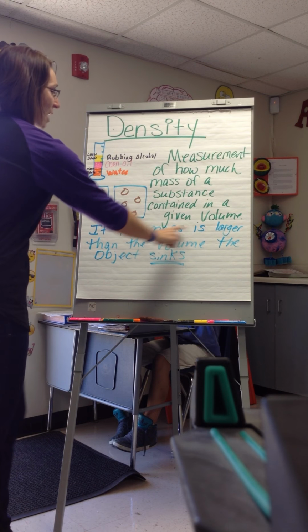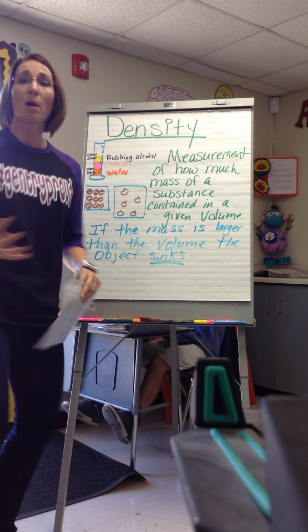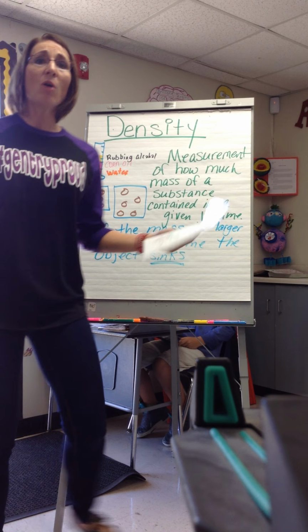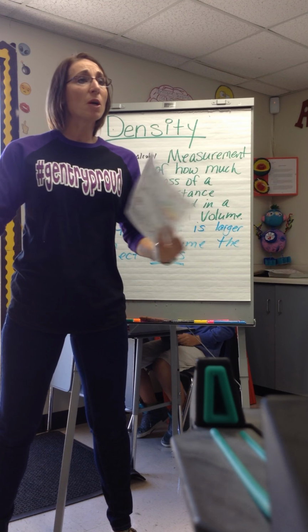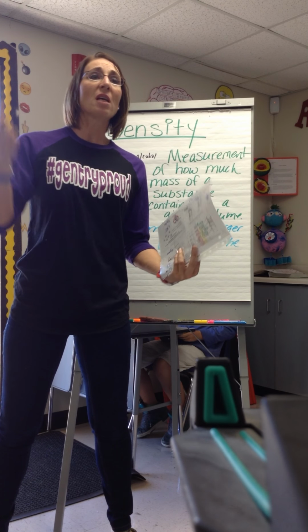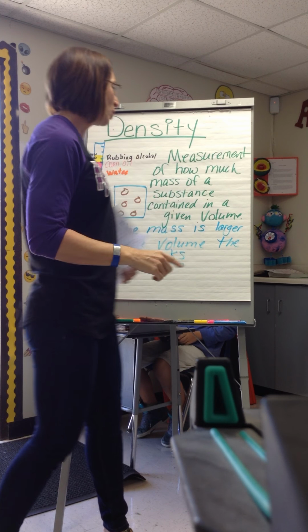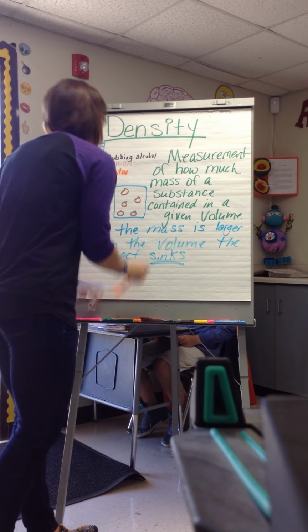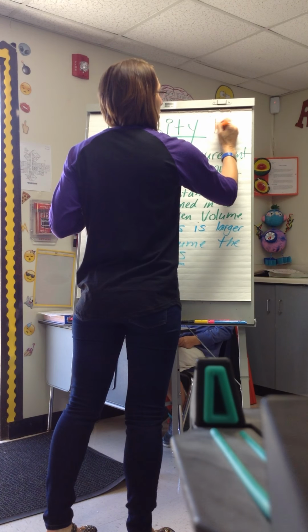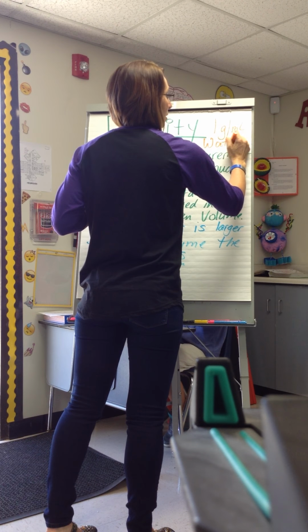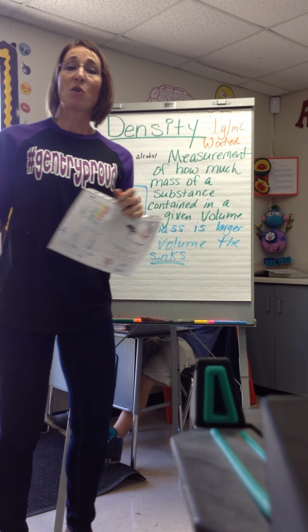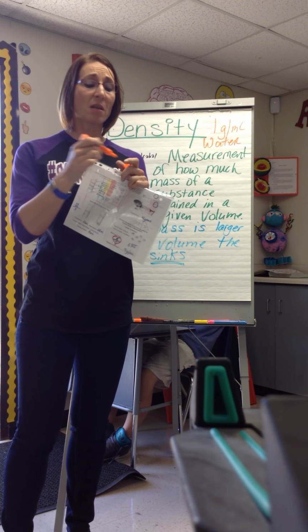Okay, so if the mass is larger than the volume, the object is going to sink. So when you go to your measurement and you see the mass is bigger than the volume, you know it's going to sink in water. And water is 1 gram per milliliter. Okay, remember, 1 gram per milliliter is the density of water. So if the mass is greater than the volume, it's going to sink.